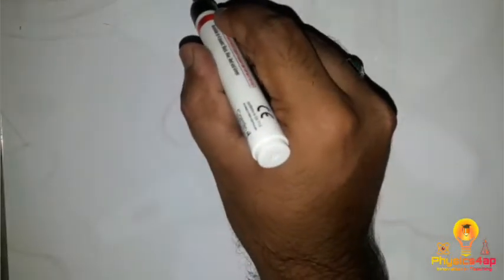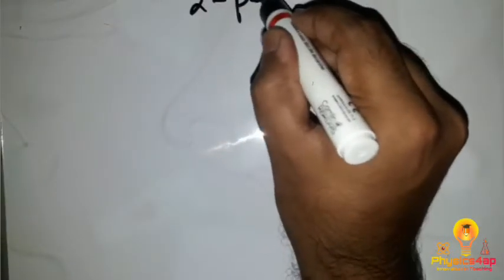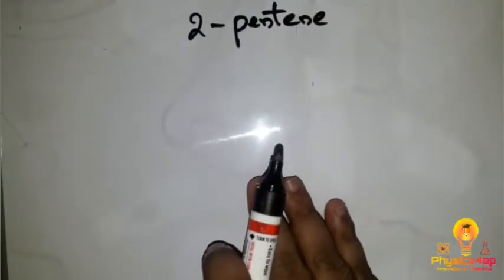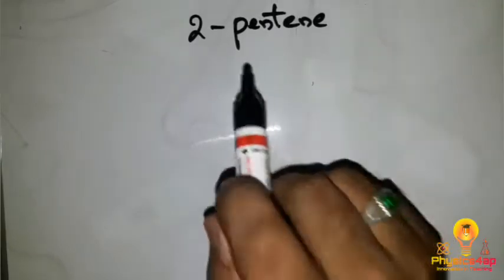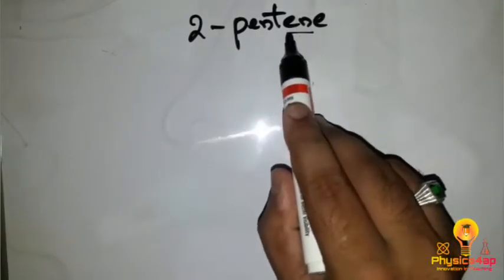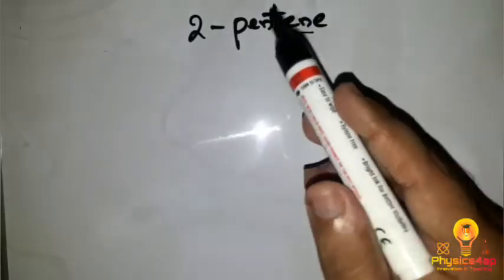So writing the names with the help of the compounds is very easy when compared to drawing the structures. Both are easy only when you know the concept. Now let's take 2-pentene. Let's draw 2-pentene. That means in the second position we have a double bond, which is ene. So now let us draw it.